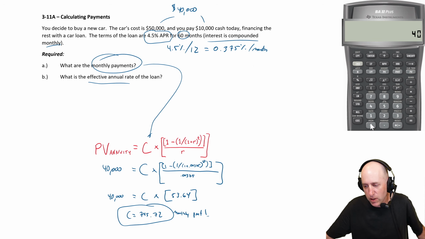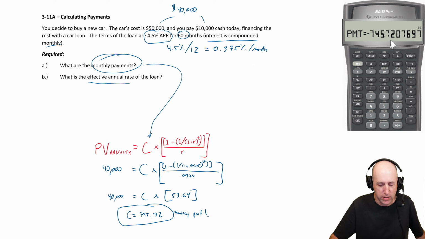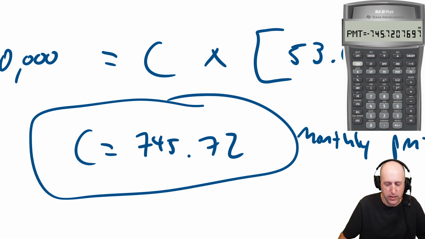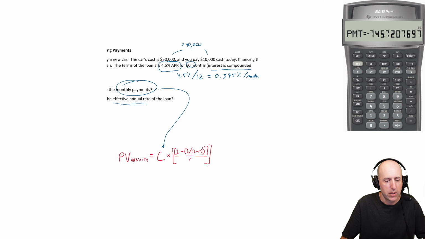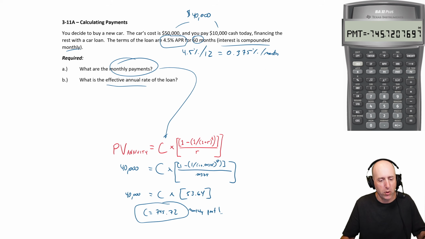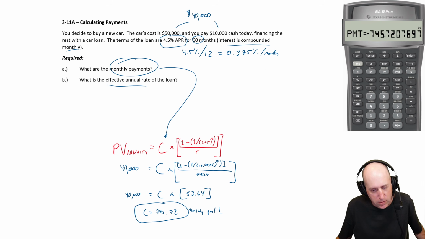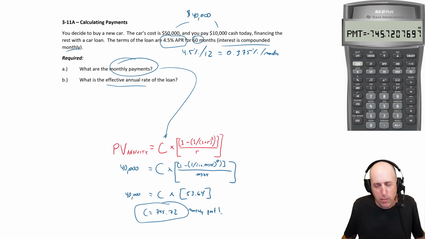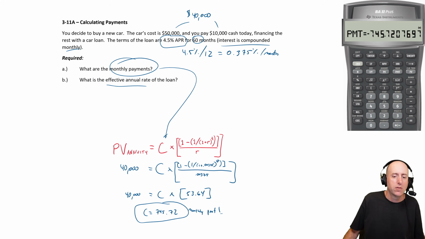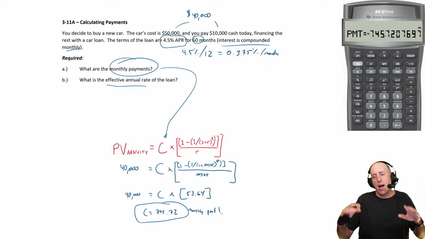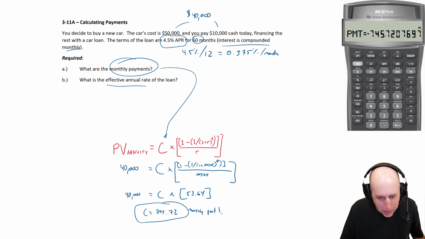My PV is 40,000, positive PV because I'm getting a $40,000 loan. I don't know my payment. My future value is going to be 0, so I can put in 0. You don't have to. I have to compute the PMT, and there it is, 745.72, and that's exactly what we had. So the calculator gets us the same place a little bit more quickly with these present value of an annuity problems. But if I was told I had to do it by formula, no problem. If I was told I had to do it with a calculator, no problem. I don't use the tables, but the tables are also no problem.